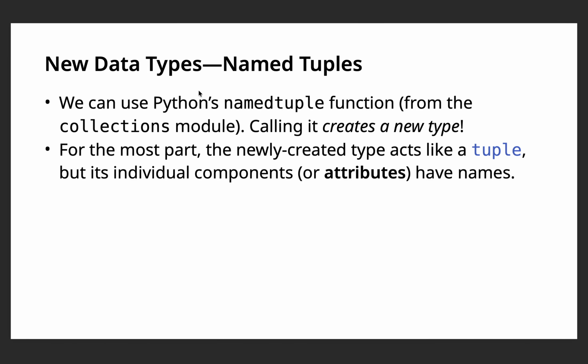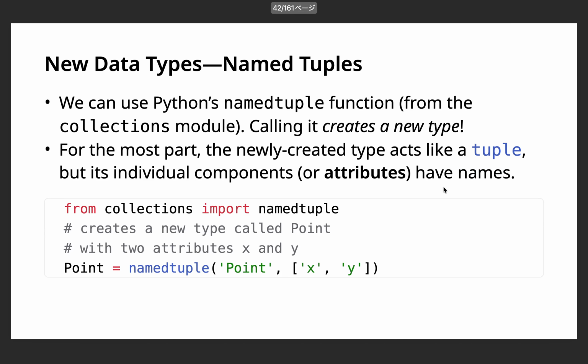Okay. So this new type is essentially going to act like a tuple, except its attributes have names. So it's like a dictionary. It's a bunch of related stuff where each of those entries has an associated name. And this is how you do that.